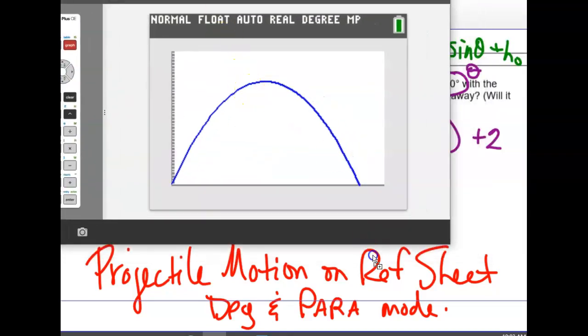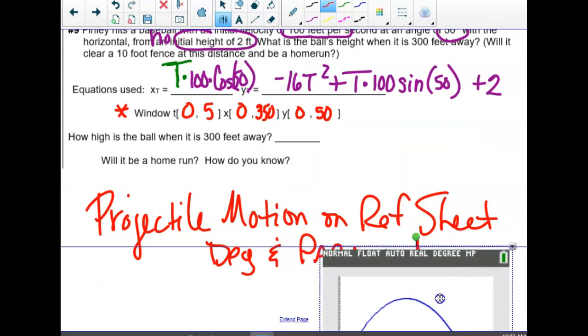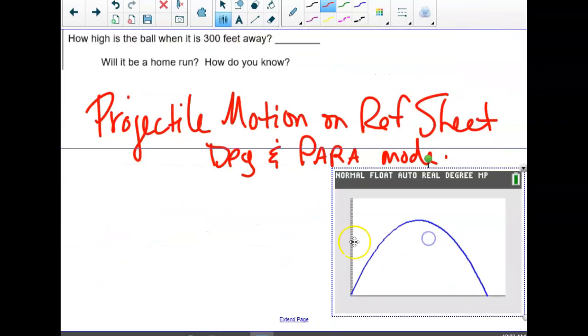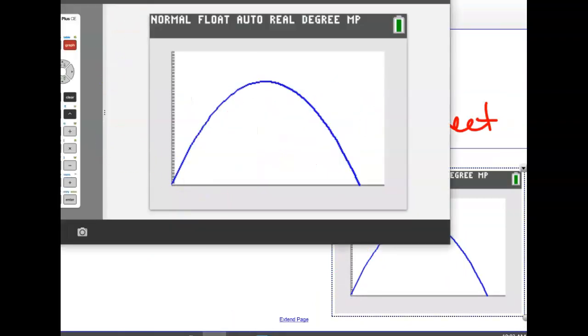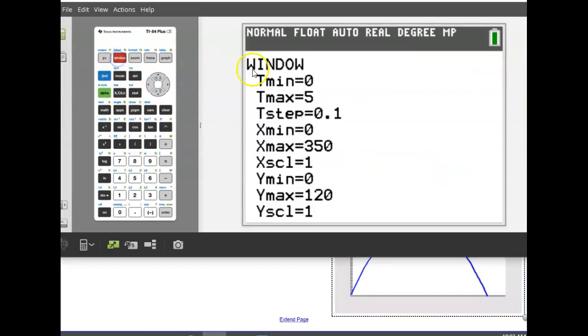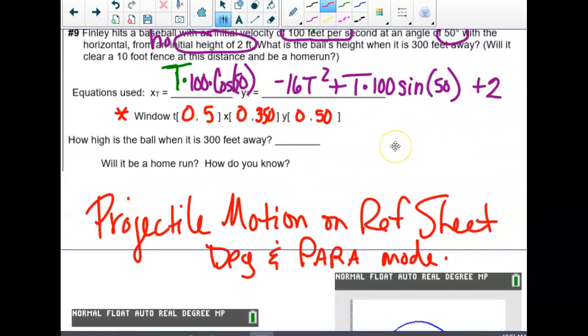So I did change the window a little bit. I got a picture like this. The window that I changed to this. Okay. The window, you just want to make sure that it fits on the screen, but you also want to make sure the ball doesn't stop in midair. What if it just stops in the middle of nowhere? Then you didn't put enough time, okay? You need a little more T.